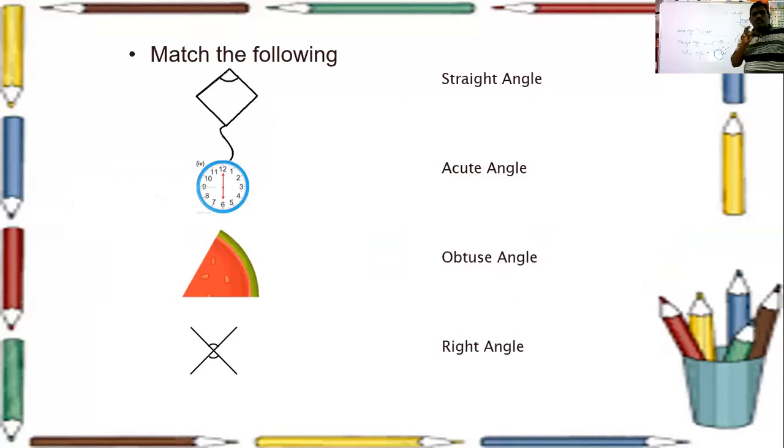Four different structures are here. 4 different angles are mentioned here. How to match this? See, look at the clock. The clock is at 6 o'clock. A straight line is there. So it has to be 180 degrees. Slice of a pizza, it is definitely an acute angle.